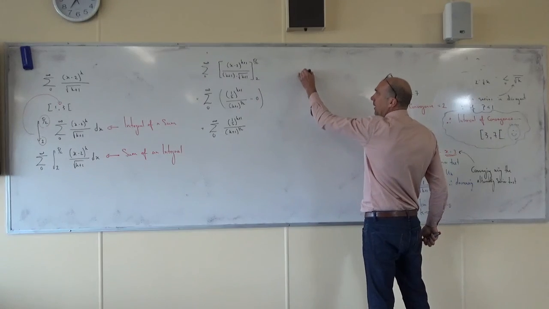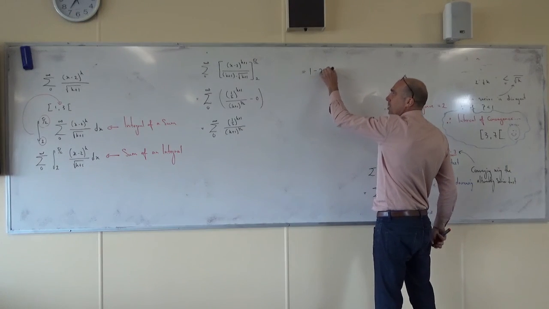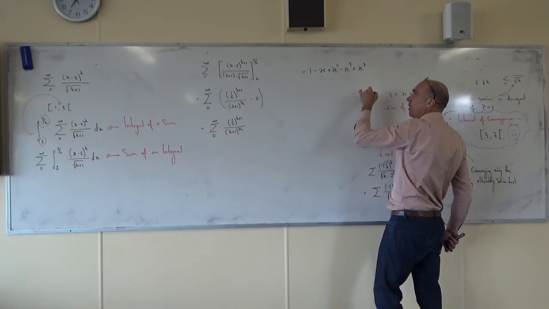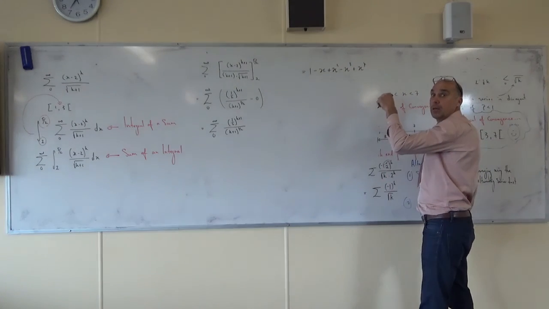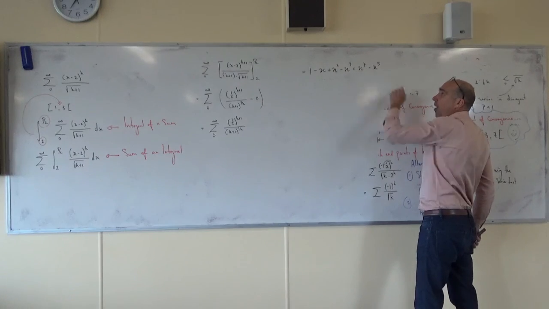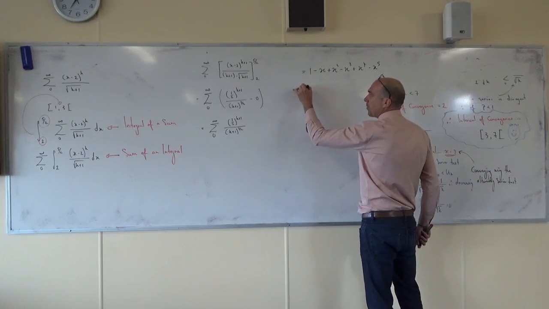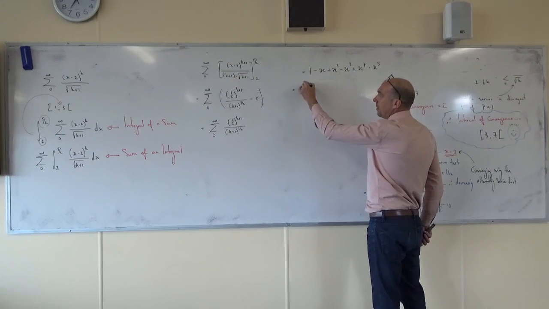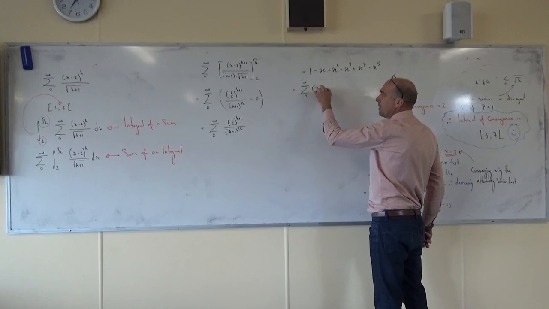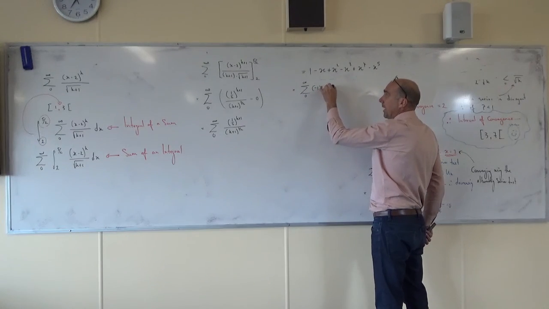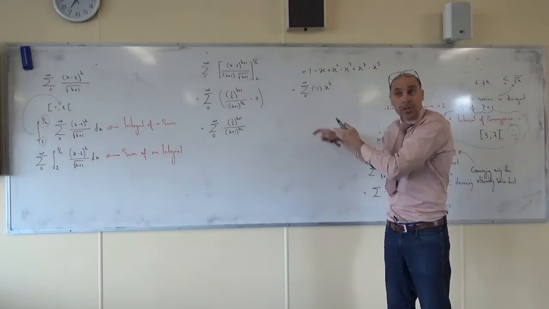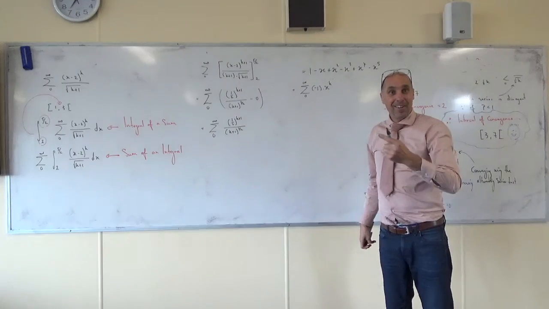Look at this one here. Ready? 1 minus x plus x squared minus x cubed plus x to the power of 4 minus x to the power of 5. Can someone please write that in sum notation? In sum notation, this would be the sum from 0 to infinity of (minus 1) to the power of k times x to the power of k. So I can write that as a sum. Can I write that as a function? I can write that as a function.